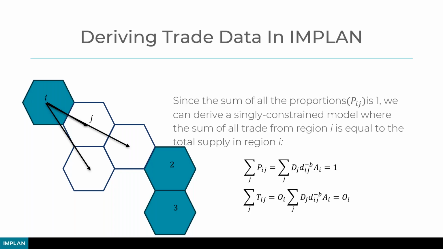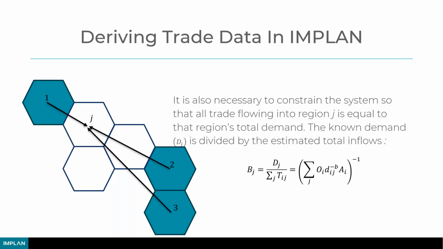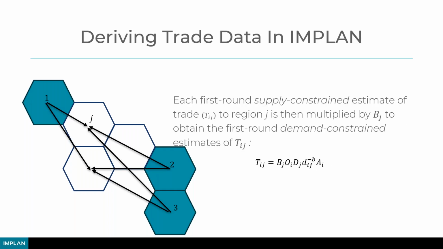So in other words, we know what that supply looks like. And then it's also necessary to constrain that system so that all trade flowing into region J is equal to that region's total demand. So in other words, we've constrained it by the supply. We need to constrain it by the demand. The known demand is divided by those estimated total inflows. So we're almost there. Each first round supply constrained estimate of trade to region J is then multiplied by B to obtain the first round demand constrained estimates of trade.